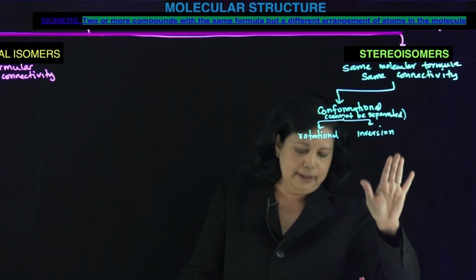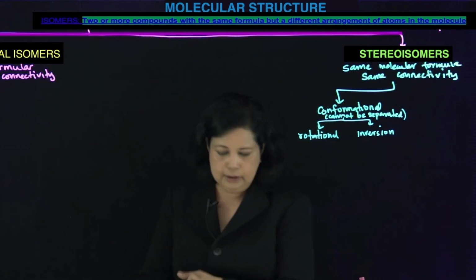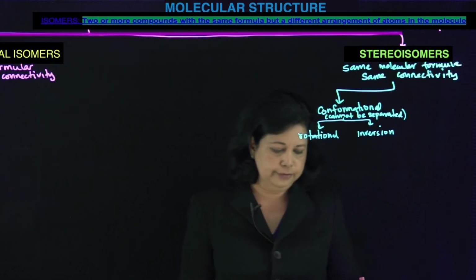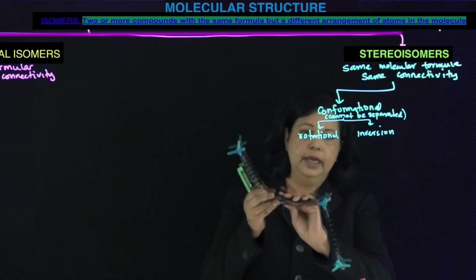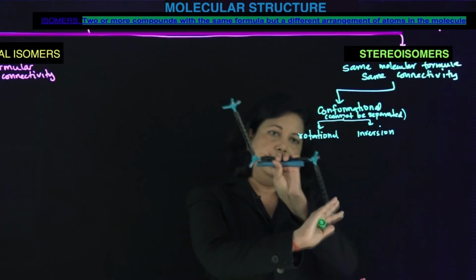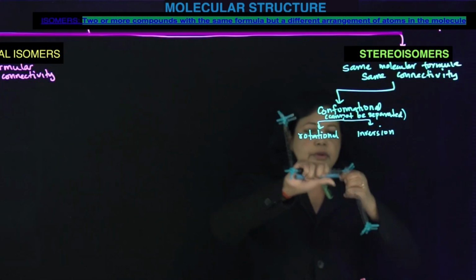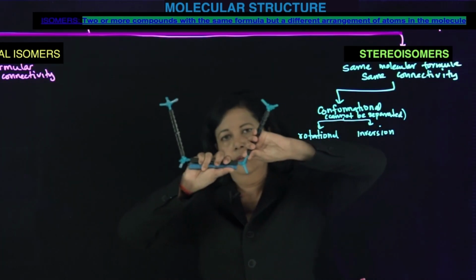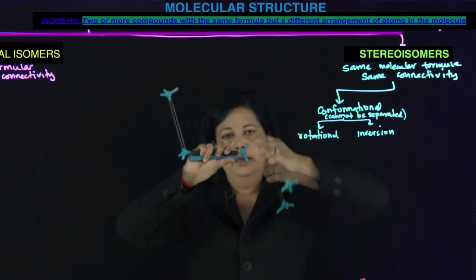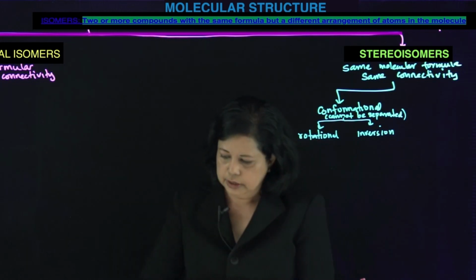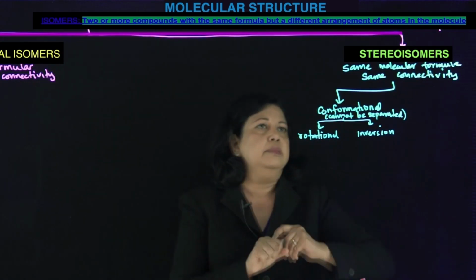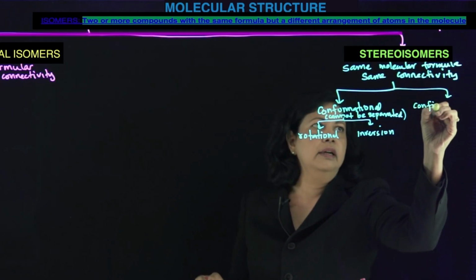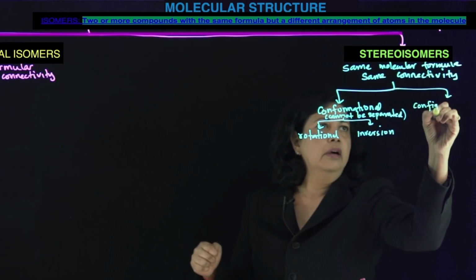Again, cannot be separated. Now, if you take the other type that I showed you, where you have a double bond, you can have it either on opposite sides, or you can rotate it. You have to break the bond and fix it on the other side. Same connectivity, but spatial orientation is different. So those are configurational isomers, conformational and configurational. We're just learning a lot of organic lingo here. Configurational.